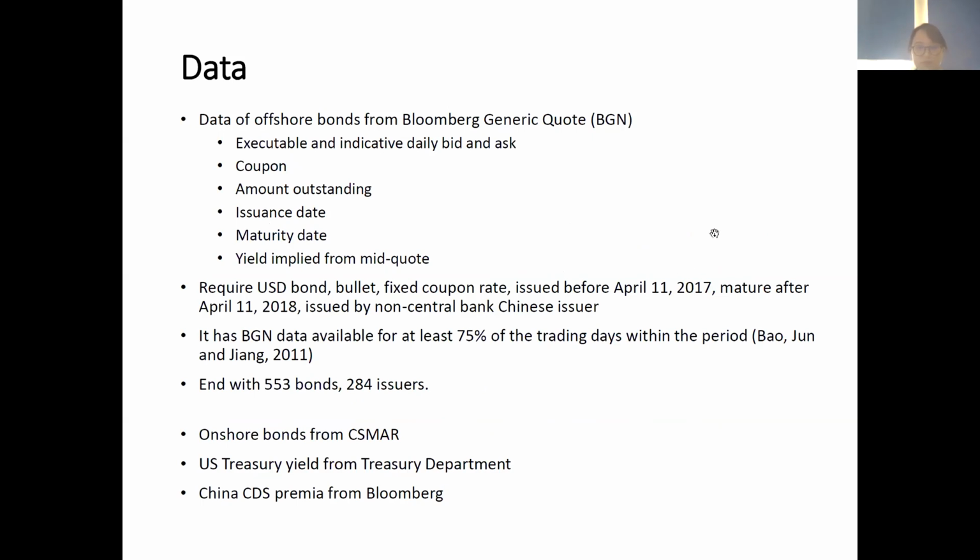Our data requires multiple data sets, because we need both the onshore bond data, which we get from Bloomberg, and we also need some offshore bonds issued by the same issuer. Later, we will use those as controls, for the diff-in-diff test and to control for the issuer's credit risk. We get those data and impose the regular filtering criteria in the literature, so we end up with 553 bonds issued by 284 issuers.